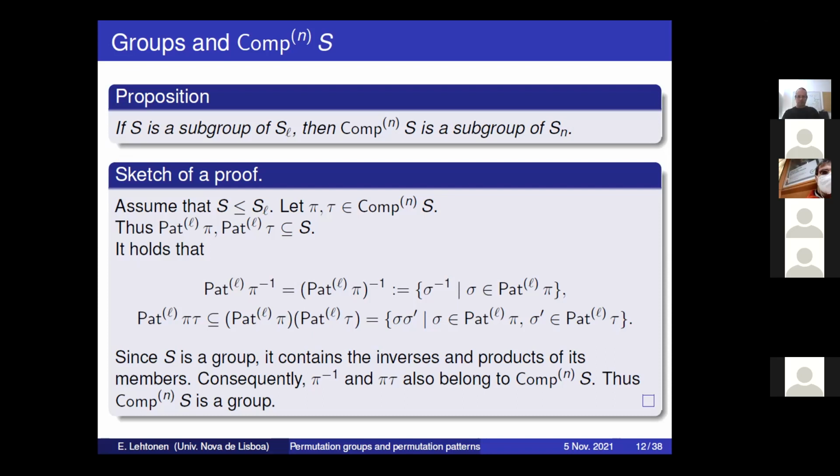Now one could ask, so what kind of permutation groups arise in this way from the pattern avoidance or pattern involvement relation? What kind of permutation groups are of the form Comp_N(S) for some sets S of permutations?